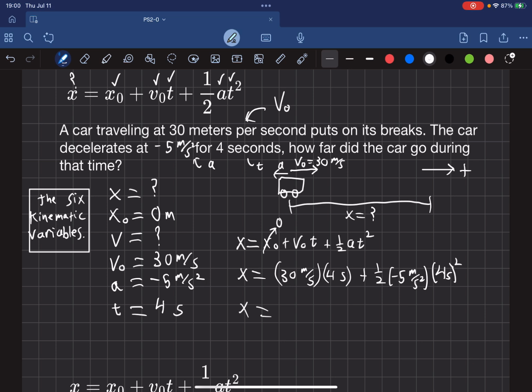That's going to get us 4 times 30 is 120. Now, meters per second times seconds is just going to give you meters, plus 1/2 acceleration, which is -5, times 4 squared, so 16. So -5 meters per second squared times 16 seconds squared. Now also notice the second squared and the meters per second squared is going to cancel all the second squareds. Both of these terms are going to end in meters.